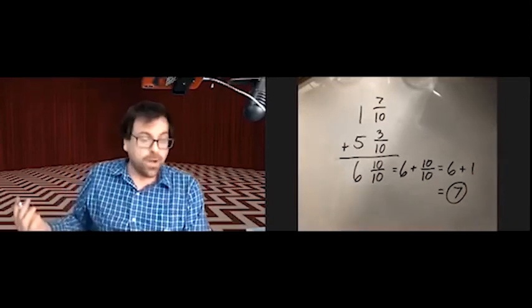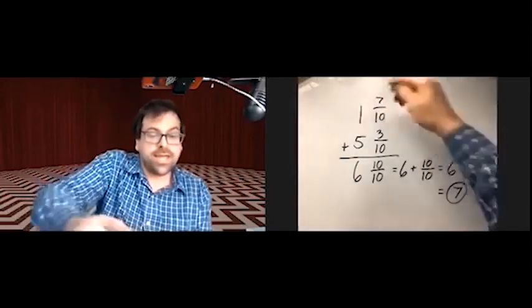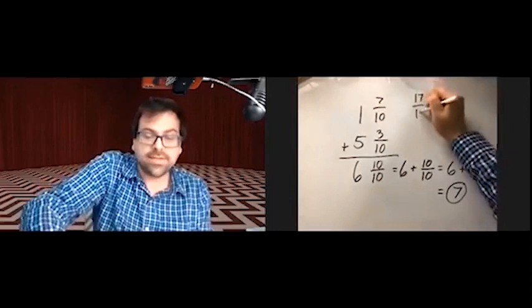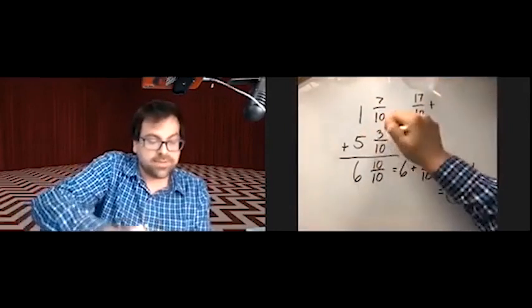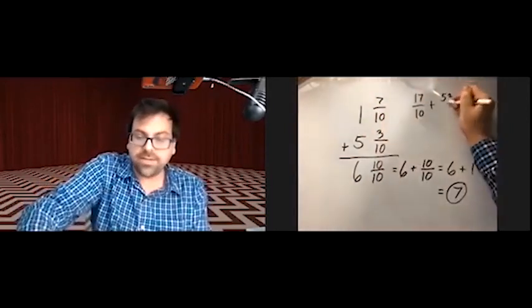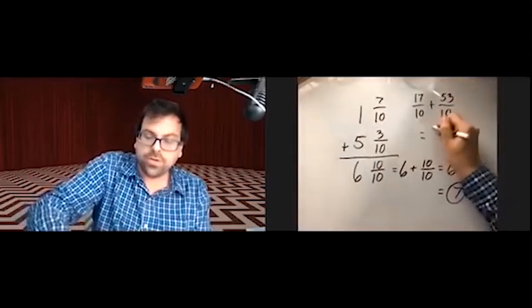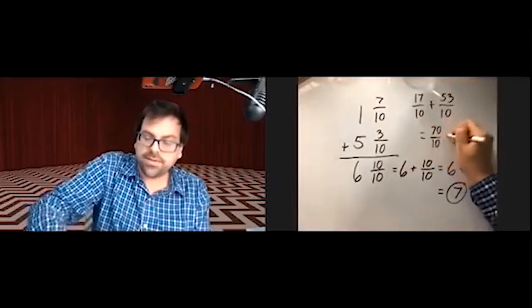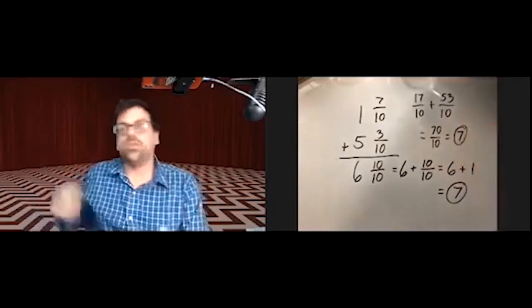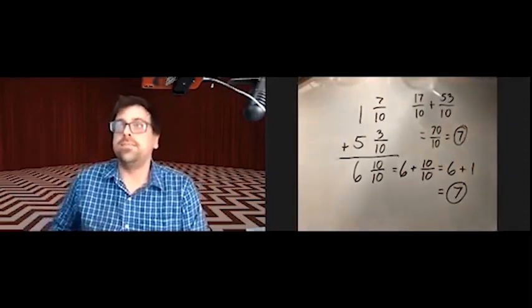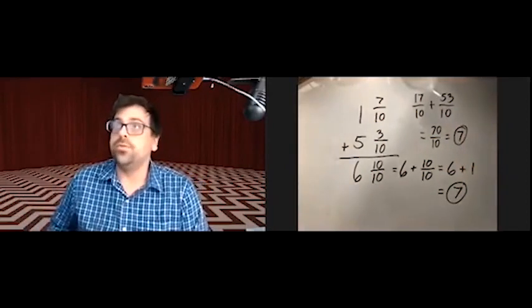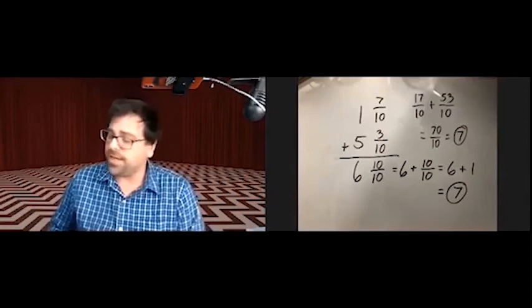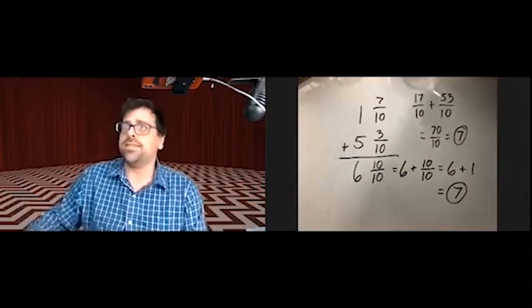If we went with improper fractions, this is 17/10 plus 10 times 5 is 50, 53/10, which would be 70/10, which is 7. Either way, you get the same answer. That's new for addition and subtraction. Multiplication and division, we know we would not get the same answer.